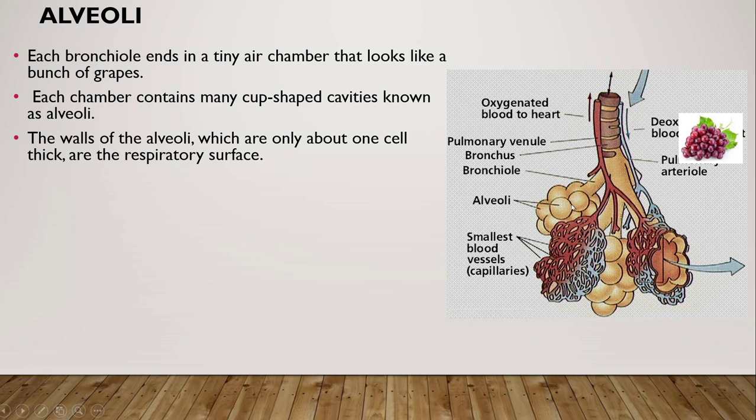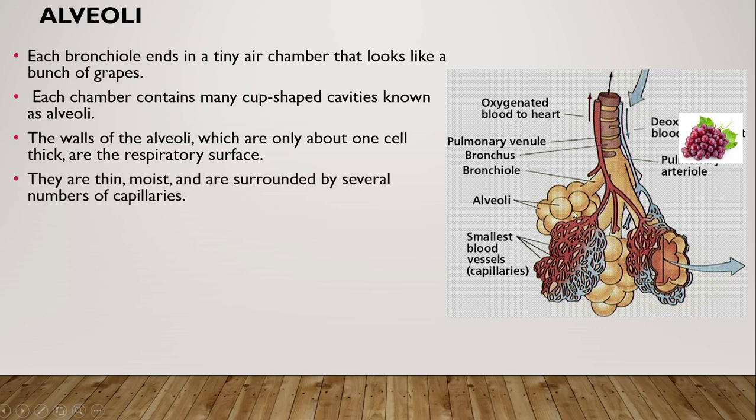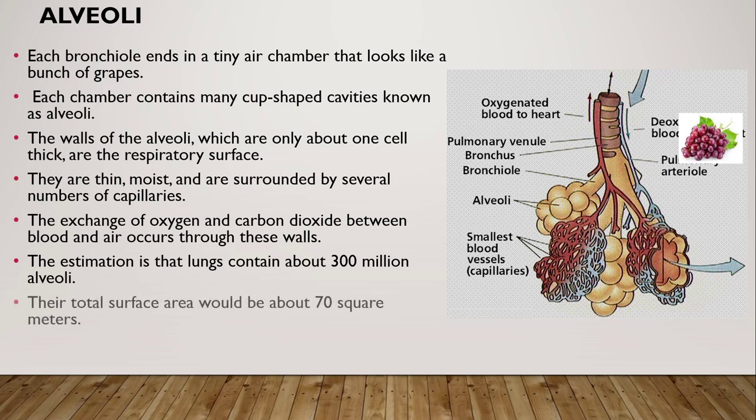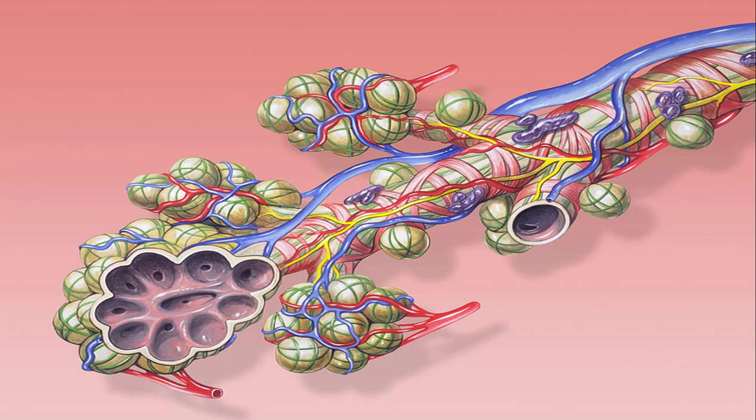They are thin, moist, and are surrounded by a number of capillaries. The exchange of oxygen and carbon dioxide between blood and air occurs through these walls. The estimate is that the lungs contain about 300 million alveoli. Their total surface area would be about 70 square meters. If we spread these alveoli out, their total surface area is about 70 square meters, which is 40 times the surface area of the skin.